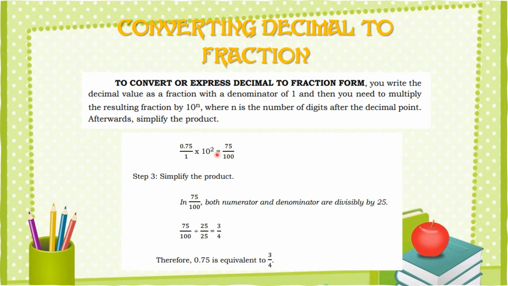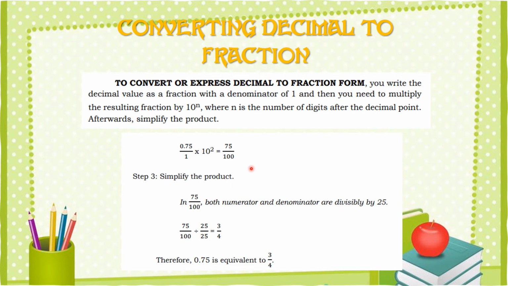So next, 0.75 all over 1, let's multiply that by 10 raised to 2. Why 2 as the exponent of 10? Because we have 2 digits after the decimal point of our decimal number. So 10 raised to 2, guys, that is 10 times 10, which is definitely equal to 100. So 0.75 times 100 is equal to 75. Then 1 times 100 is equal to 100. So the resulting fraction is 75 over 100.